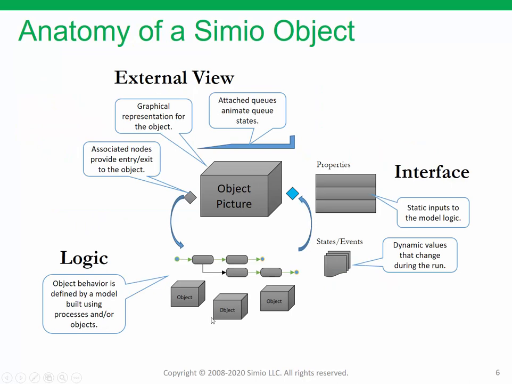So a Simio object has the basic anatomy shown here. You have a logic, which defines the behavior, and this logic is described in terms of Simio processes or objects, as we'll see. You have an external view, which is essentially what the user sees. So when I drag an object instance onto the facility view, the external view is what defines what you actually see. And then we have an interface, which is the modeler's interface to the object, that generally consists of static inputs and dynamic inputs that determine how the object behaves.